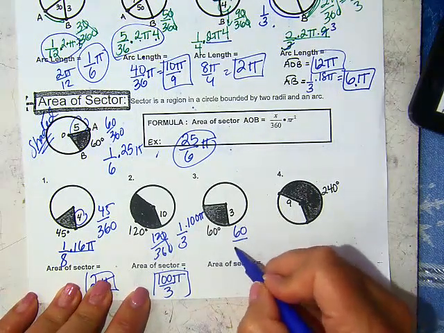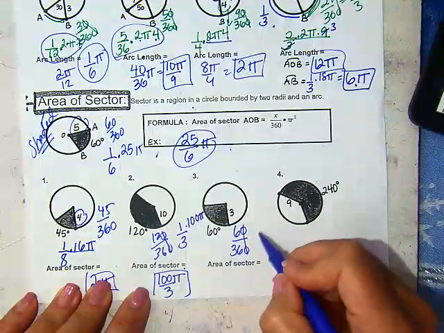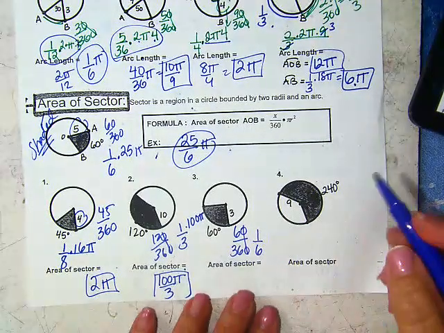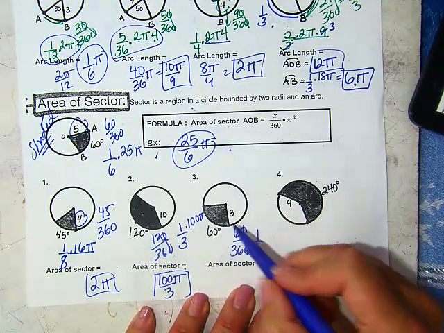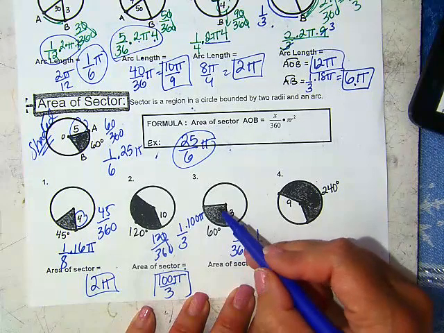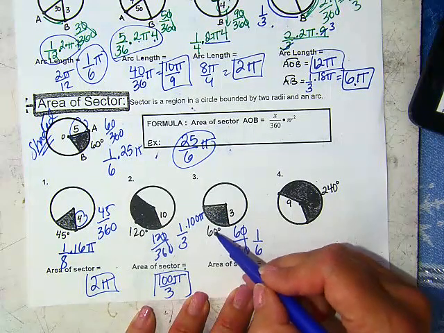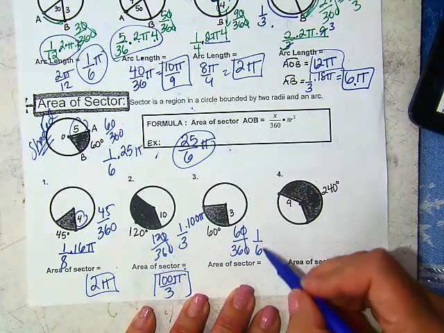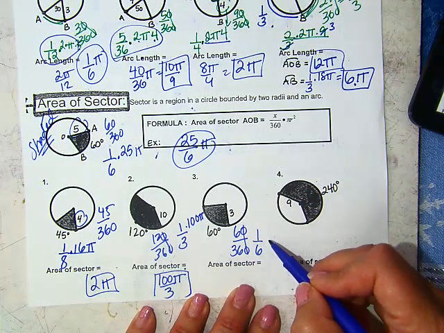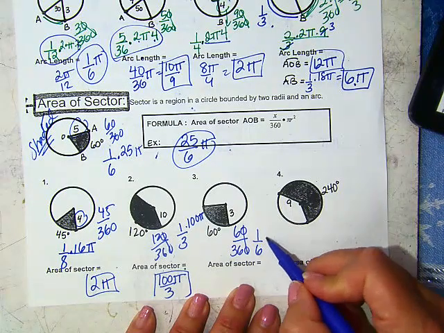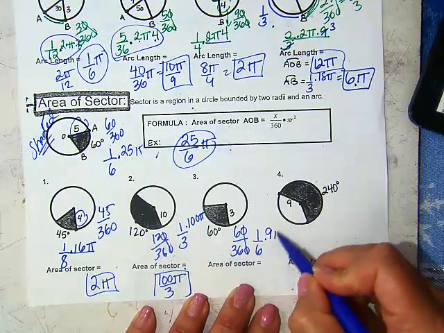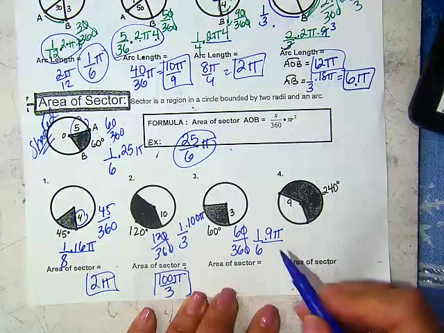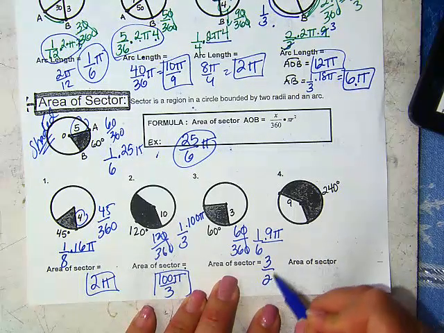This one is 60 divided by 360, and I get 1/6. This looks a little bit like it should be a 90-degree angle, but it's not. It says it's 60, right? So this one is not drawn to scale very well. 1/6, and then I have 9 pi, and 9 divided by 6 is 3 over 2 pi is your answer for that one.